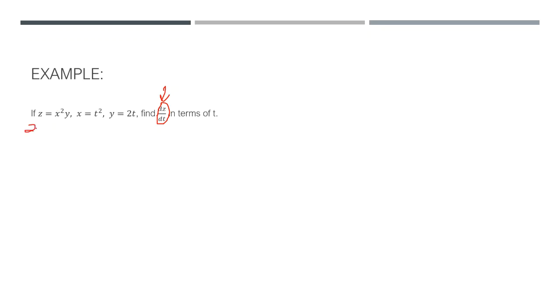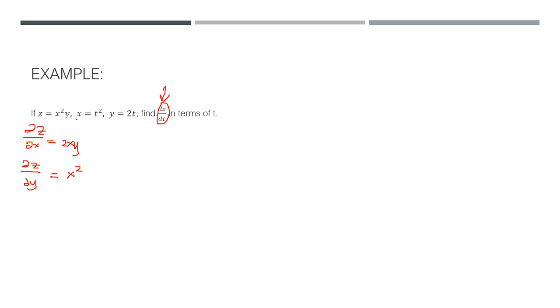So for the first partial derivative, we have the partial derivative of z with respect to x. So from here, we need to take y as constant. So what we're going to derive is just the x. So derivative of x squared is 2x. Then since y is constant, you just have to copy that. And for the partial derivative of z with respect to y, we have derivative of y is 1 times the constant x squared. So that is just x squared.